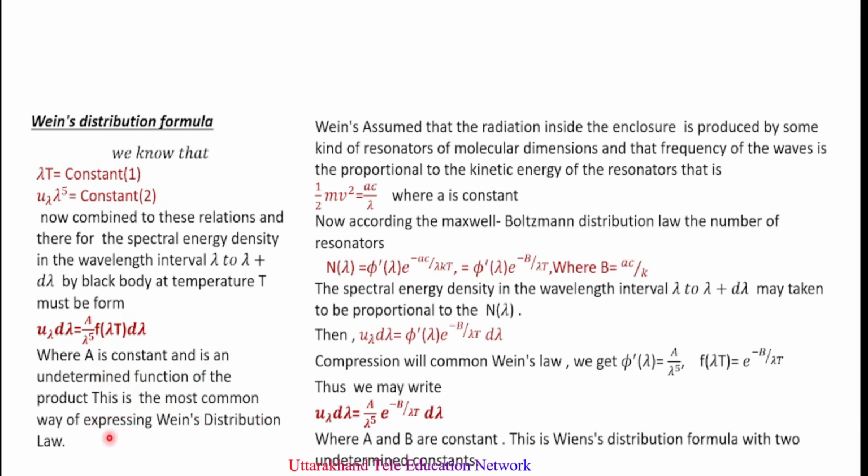This is the most common way of expressing the Wien distribution law, in the form of one constant A. But some examinations ask for Wien's distribution formula in terms of two determined coefficients A and B. Wien also assumed that the radiation inside the enclosure is produced by some kind of resonator.